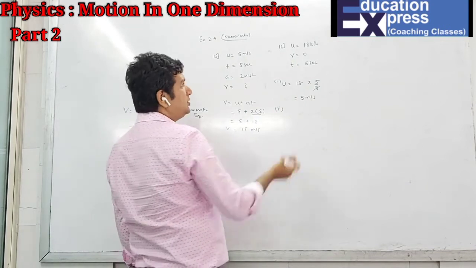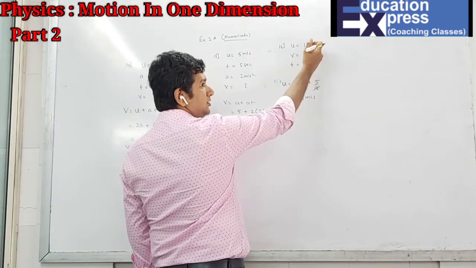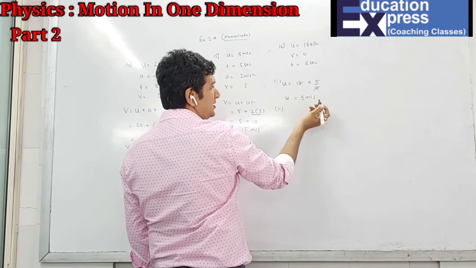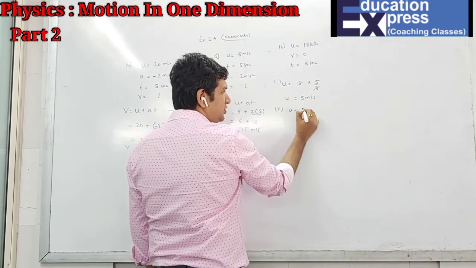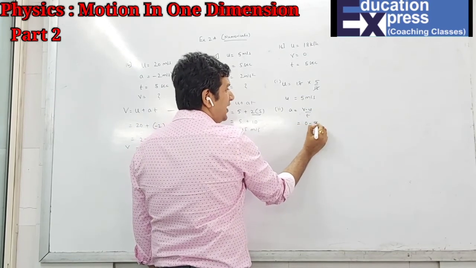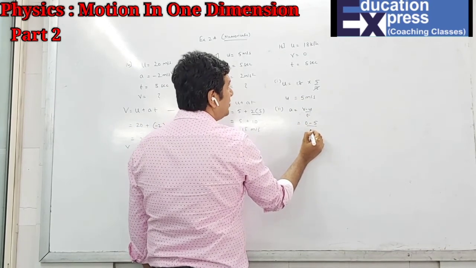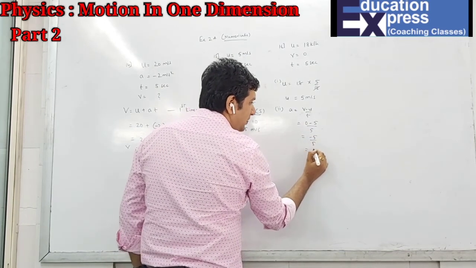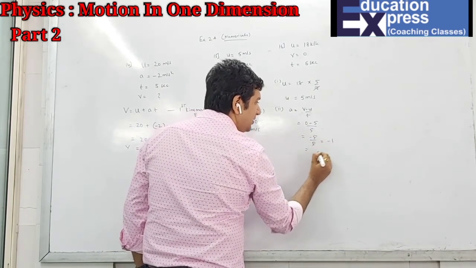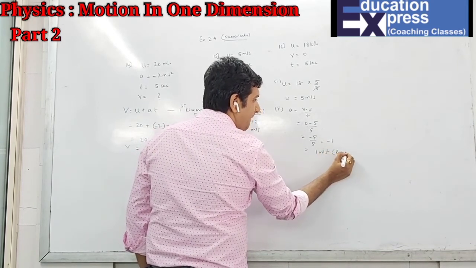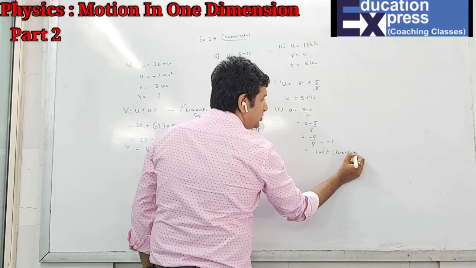Retardation. Obviously retardation because the velocity is decreasing. So how much is u? You will not take 80. You will take 5 obviously because meter per second. So the acceleration is v minus u upon time. V is 0, u is 5 and time is 5 seconds here. So minus 5 upon 5 is minus 1. That is 1 meter per second square retardation.